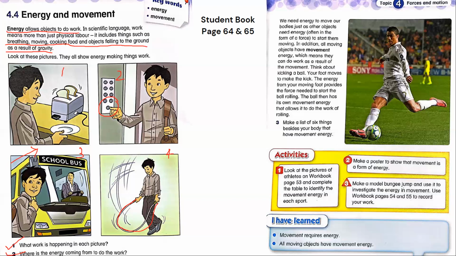Number three, the school bus moving forward. The energy came from a chemical which we call petrol, or maybe in this case the school bus uses diesel. That is where the energy is coming from. Number four, the energy is coming from himself. Very good. Like number two, because he controls how the rope is moved or turned.